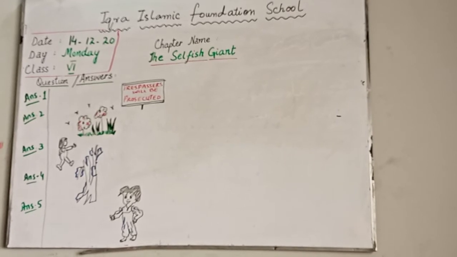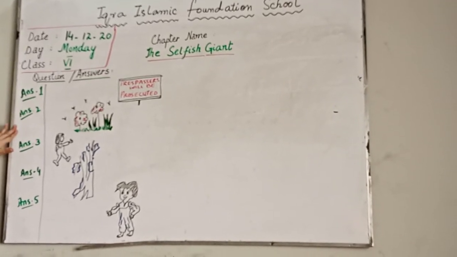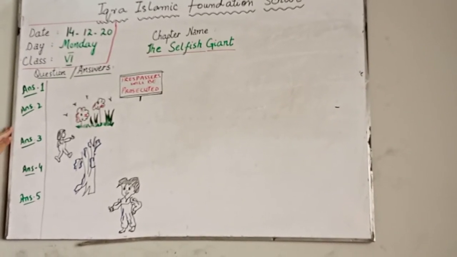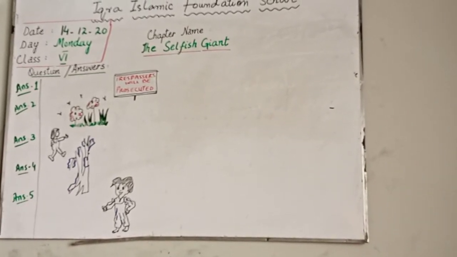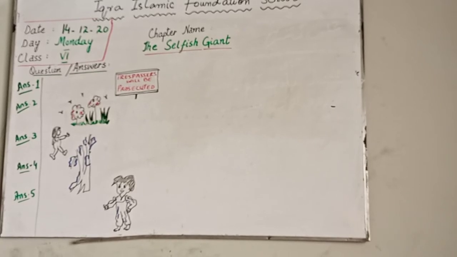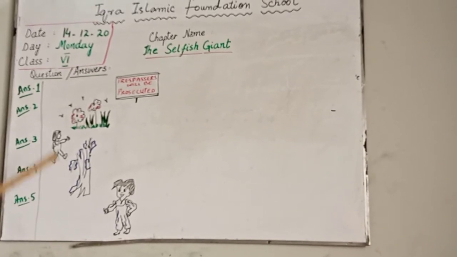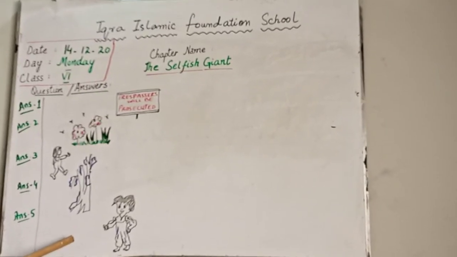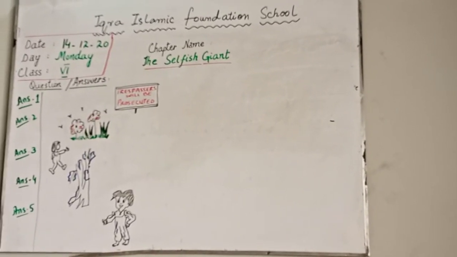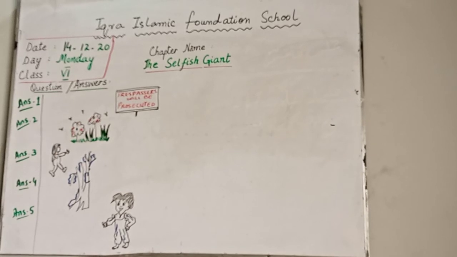I have explained in detail and I hope that you will be able to write the answers in your English copies. This work should be done. This is all for today's class, okay? And these 5 question answers, that's your today's task, your home assignment. You have to do question answers of our chapter, The Selfish Giant, by yourself.